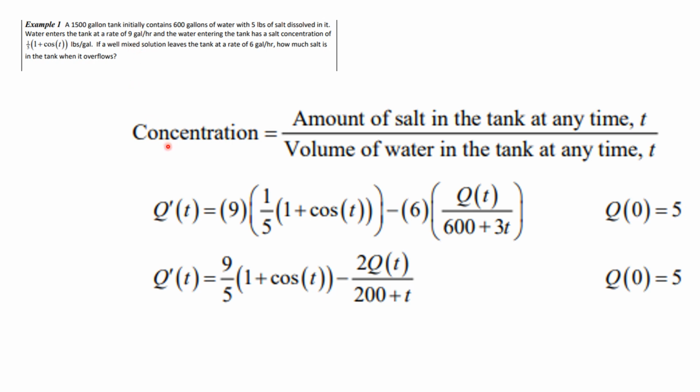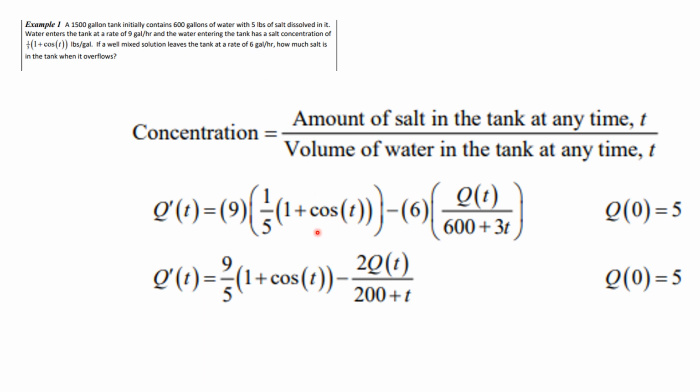Now remember that the concentration is the amount of salt in the tank at any time t divided by the volume of water in the tank at any time t. So you see the rate of change is going to be the input, which is a rate of 9 gallons per hour. Well, you can see that up there. And it goes out at 6 gallons per hour. And the concentration of the incoming material varies as a function of t, and you can see that's what we have up here. That's the pounds per gallon. And again, that's a concentration because it's pounds per gallon.